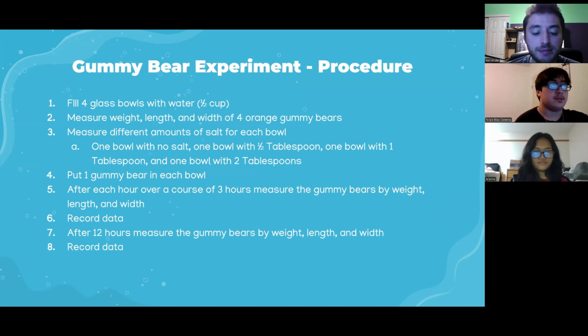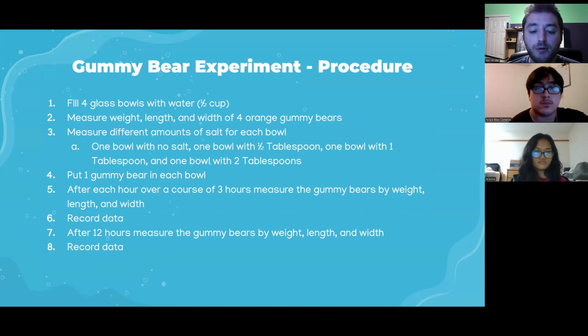The procedure and steps for this experiment were to fill 4 glass bowls with water, half a cup, measure weight and length and width of 4 orange gummy bears before putting them into the solution, measure different amounts of salt for each bowl, 1 bowl with no salt, 1 bowl with half a tablespoon, 1 bowl with 1 tablespoon, and 1 bowl with 2 tablespoons of salt. Then we would put 1 gummy bear in each bowl.